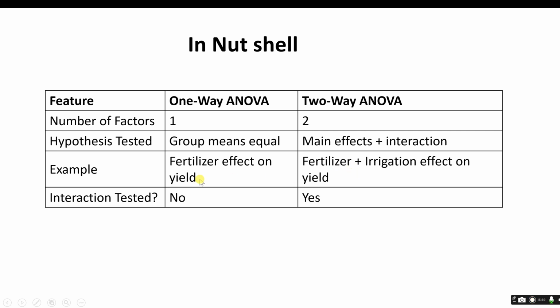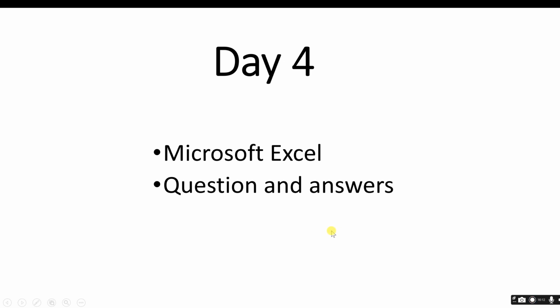So in a nutshell, one-way ANOVA is one factor, two-way ANOVA is two factors. The hypothesis tested is whether group means are equal. Here, group means equal plus the interaction effect also comes into effect. So this is for today.